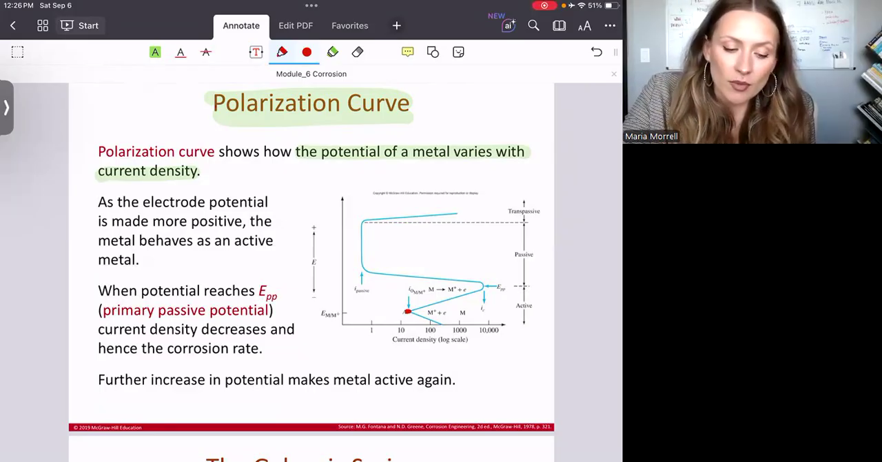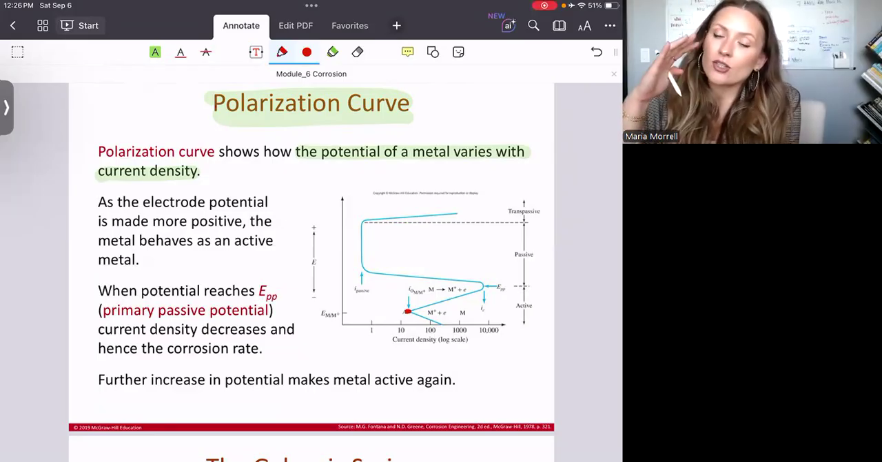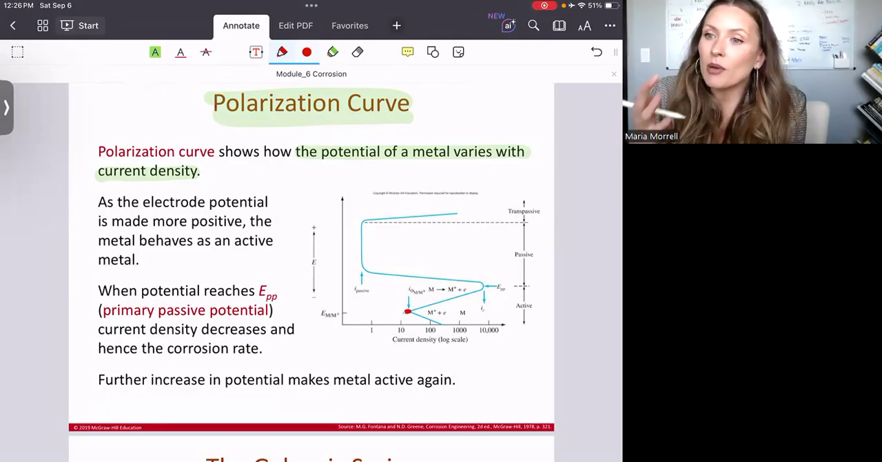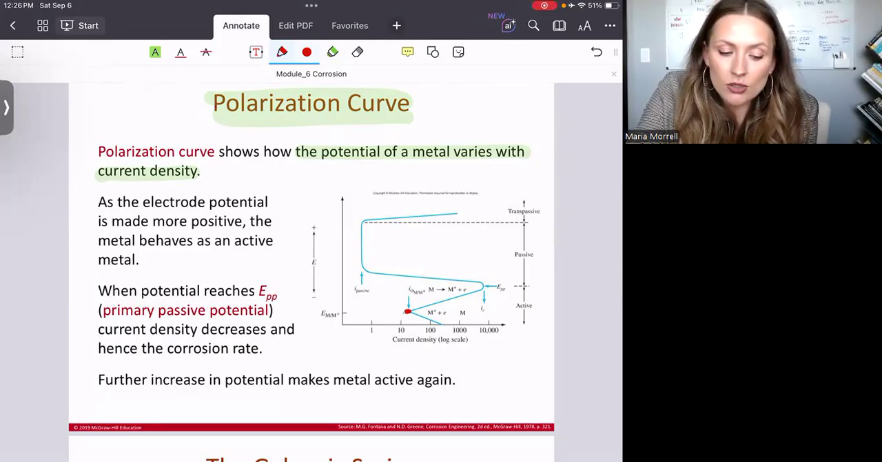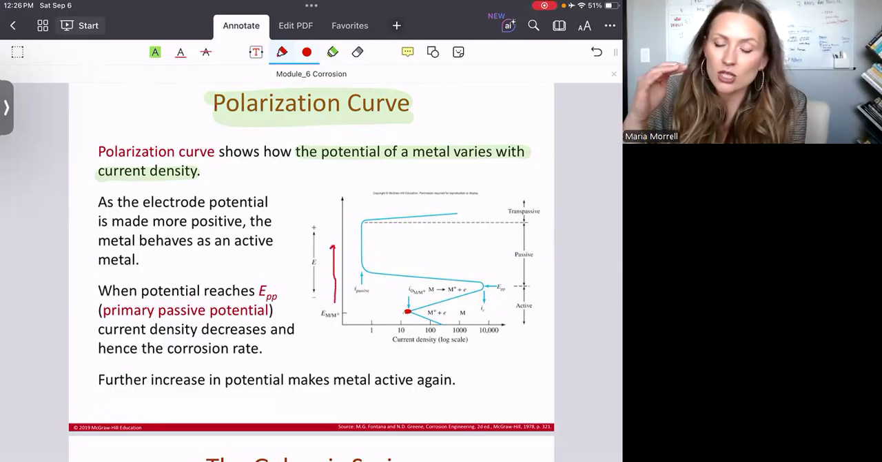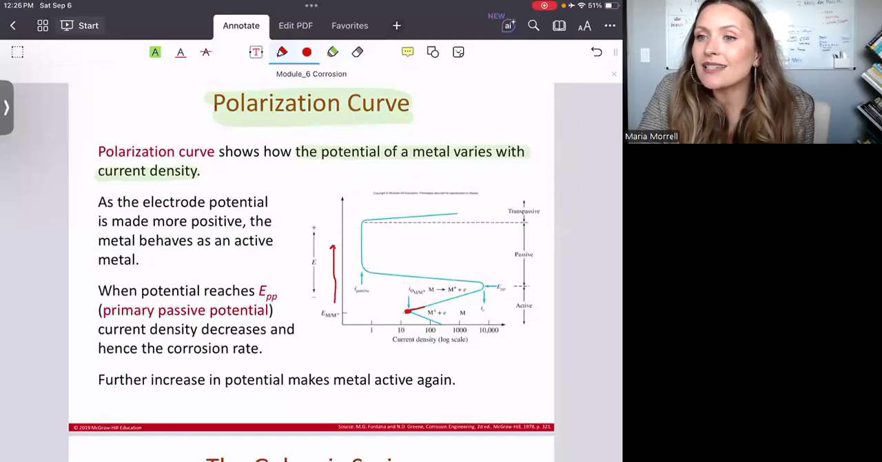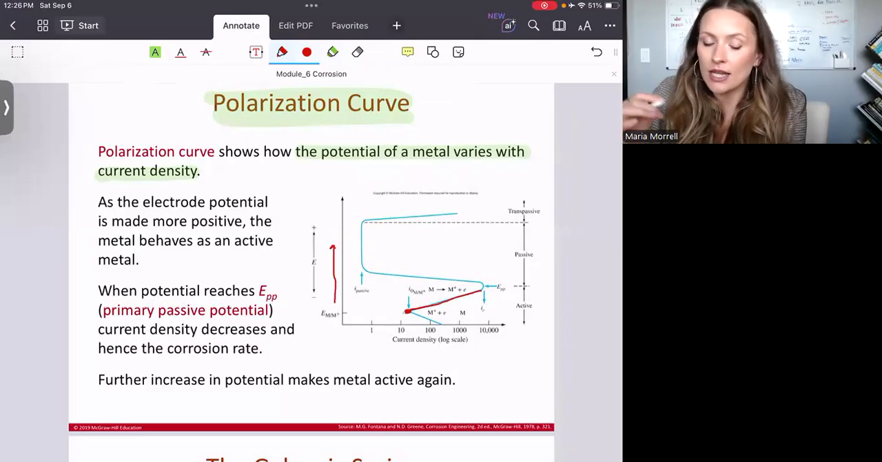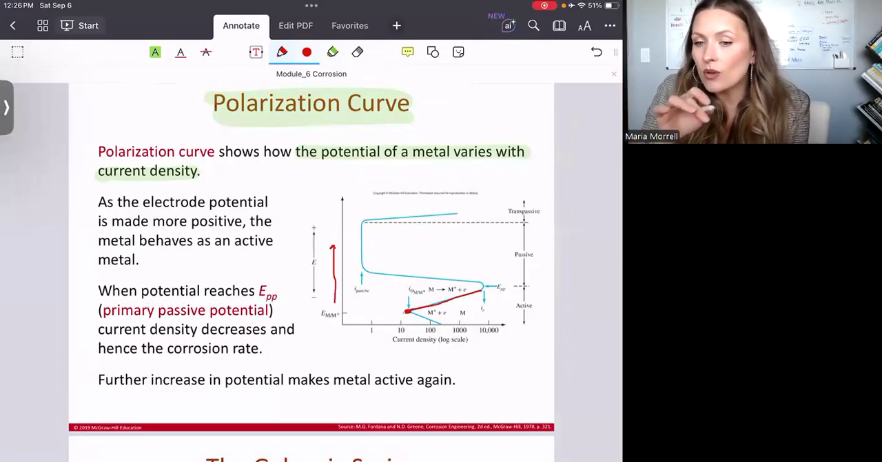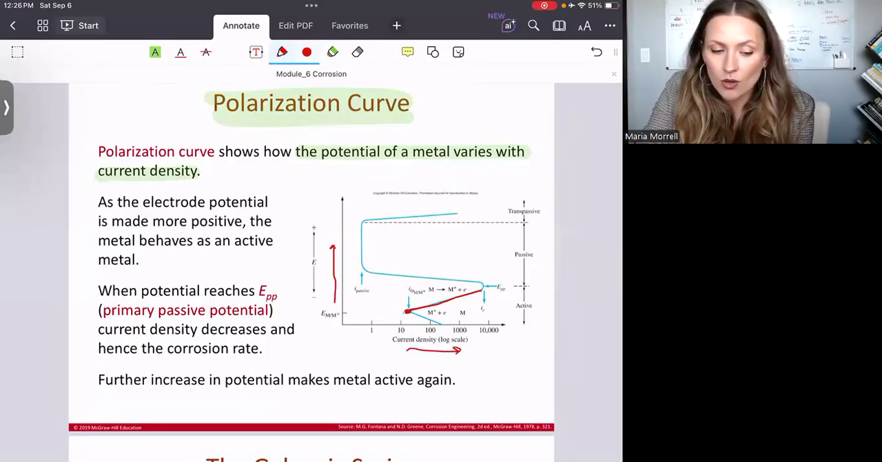Then what I'm going to do is change the potential. And typically, for the majority of metals, if you increase the potential, or make the potential more positive, what's going to happen is that the material will act as an active metal. What that means is that the corrosion is going to increase, and you would see it with the increase in current density as well.